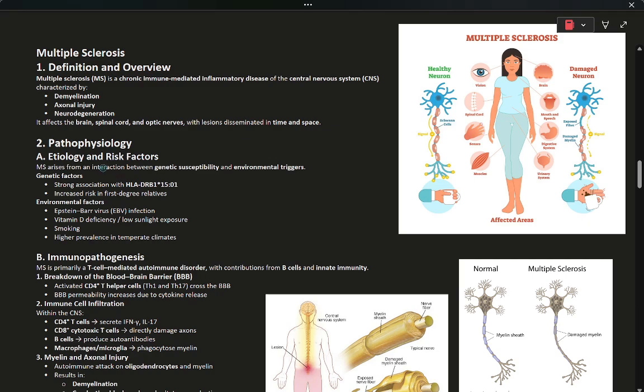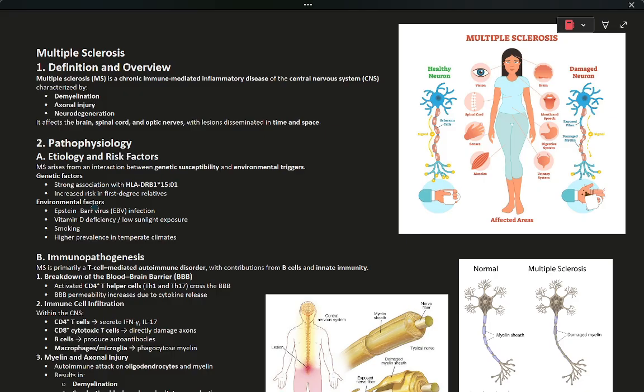So for pathophysiology, regarding etiology and risk factors, multiple sclerosis arises from an interaction between genetic susceptibility and environmental triggers. Genetic factors: there is a strong association with HLA-DRB1, and then there's increased risk in first-degree relatives, specifically. So these two factors can lead to increased risk of multiple sclerosis.